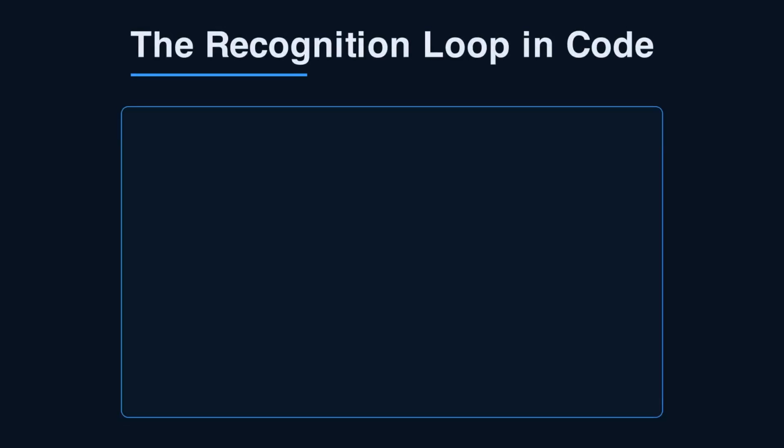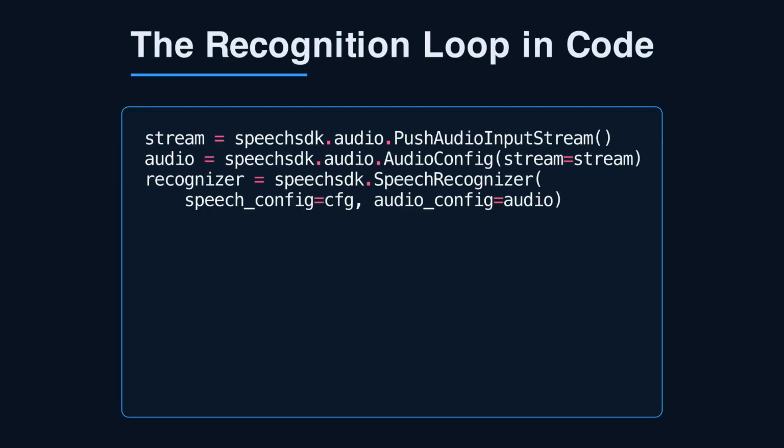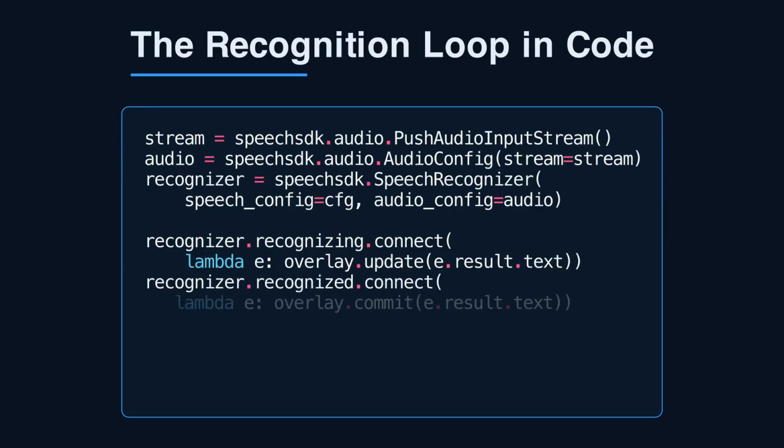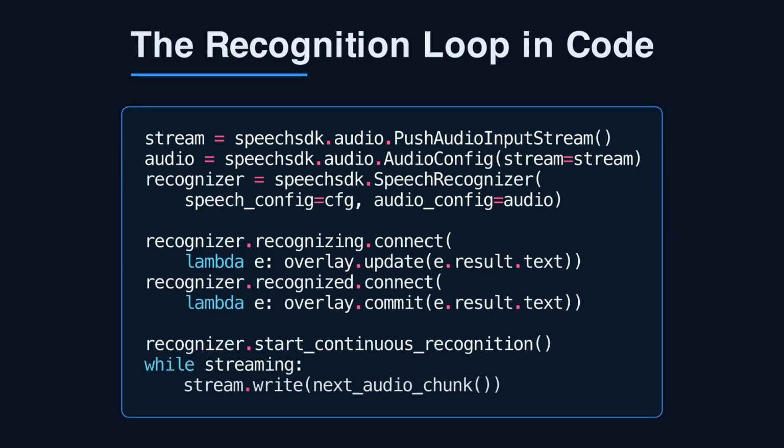Here is the core wiring in Python. You create a recognizer over the push stream. Then you subscribe to the recognizing event, not just recognized. Recognizing fires for partial results as speech arrives. Recognized fires once a phrase is final. Start continuous recognition and let callbacks drive your overlay. This is the whole engine in a dozen lines.